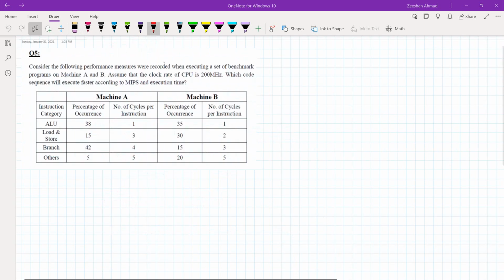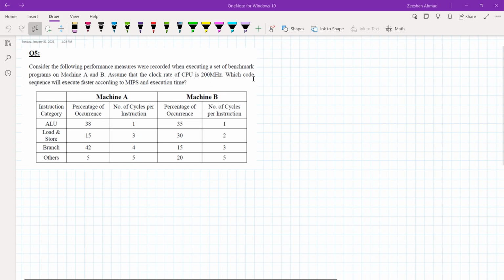Now let's start with question 5. I'm just going to give you a hint about questions 3 and 4, and 6 also. Question 5 says to consider the following performance measures recorded when executing a set of benchmark programs on machines A and B. Some benchmark values are calculated based on certain instructions. Now, the clock rate of the CPU is 200 megahertz, so he is considering a constant clock rate for both machines.